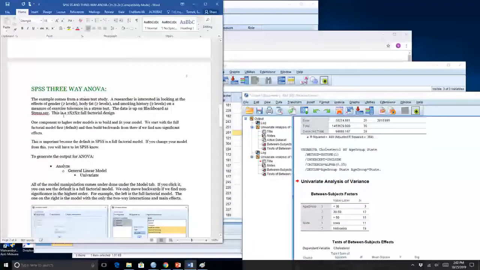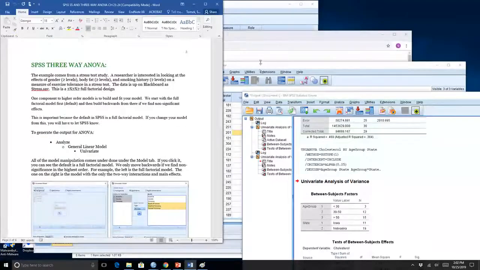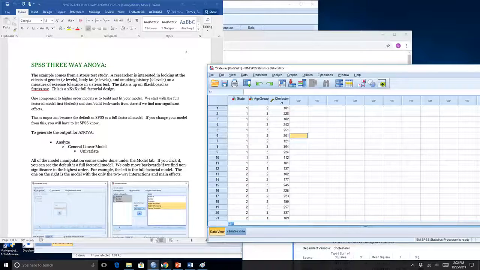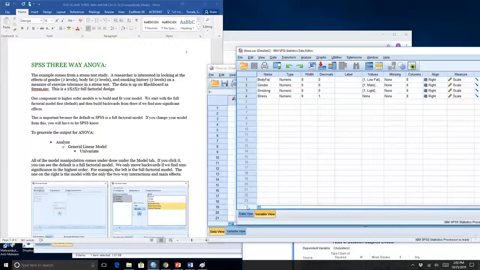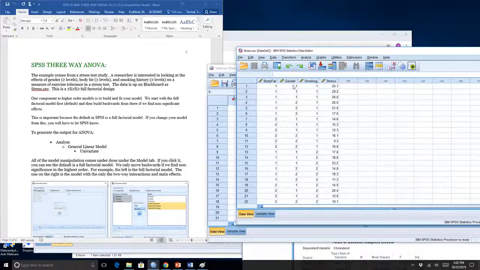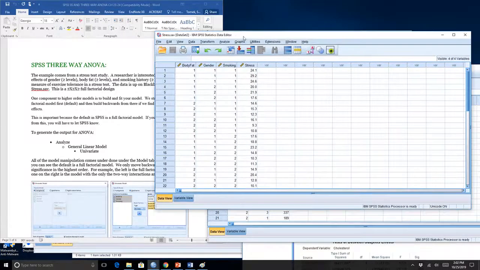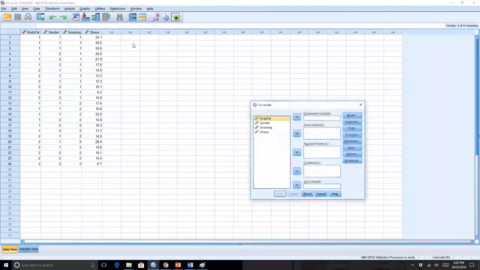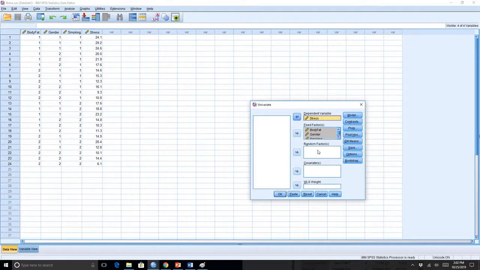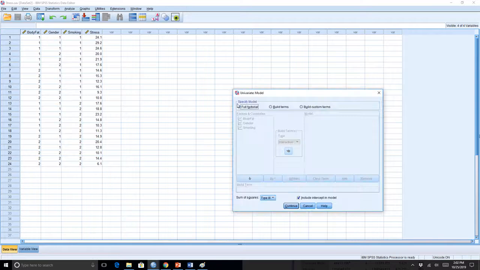Okay, so here's the three-way design. It's the stress.sav data set. So here's the stress data set. You have body fat, gender, smoking, and the stress outcome. And the first thing we're going to do is start with a full factorial model. So we're going to go to Analyze, General Linear Model, Univariate. I'm going fast, okay, because you can pause me. All right, so I'm going to put body fat, gender, and smoking as fixed factors, dependent variable as stress. We're going to start with the full factorial, so we'll go ahead and do that.